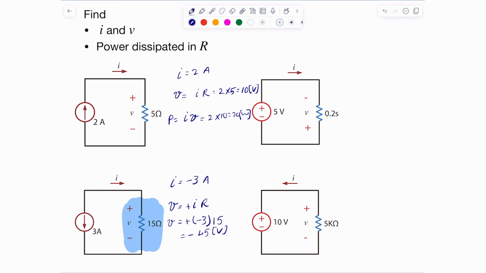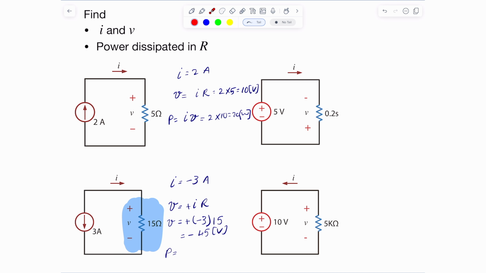Of course, we can compute the power. The power is simply P equals, and I can use IV or I squared R, or V squared divided by R. It's up to you. I'll use I and V so that I can show you passive sign convention and the different signs. So in this particular case, passive sign convention tells me I times V.